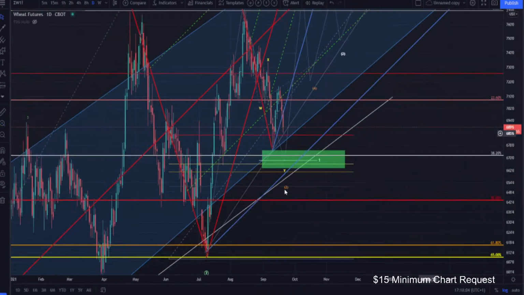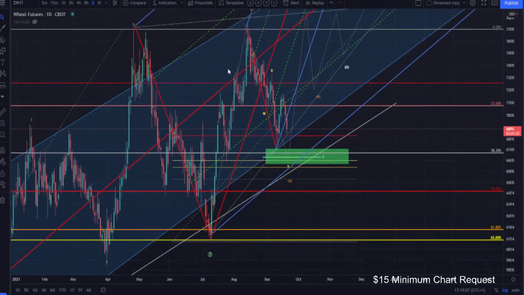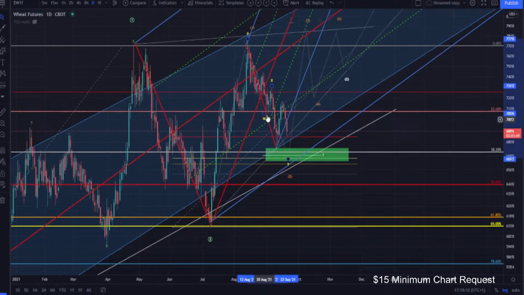Okay, I see what he's doing. So if I'm reading his chart, here's what he's looking at. We've potentially got an A, B, C into a W. This gets a little skinny in here for that X. And then he's looking for the A, B, and the C to complete that.